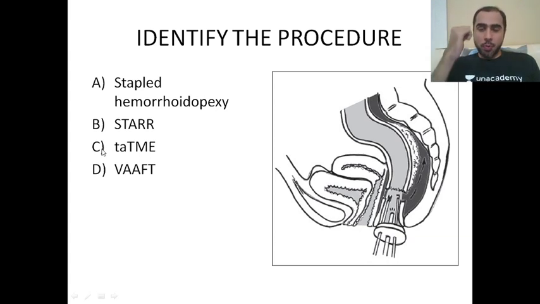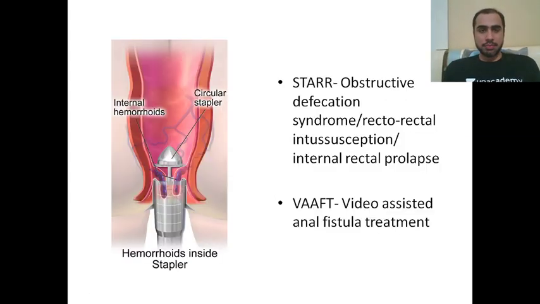I want you to open the last edition of Bailey and Love and look at the image. It is similar. Obviously, I can't use the same image for copyright, but the image is similar. This is TATME done for lower rectal cancers of stage T1 and T2. Nowadays they are avoiding anterior resection or APR and preferring TATME for lower rectal cancers of an early grade. I will tell you the other procedures also.